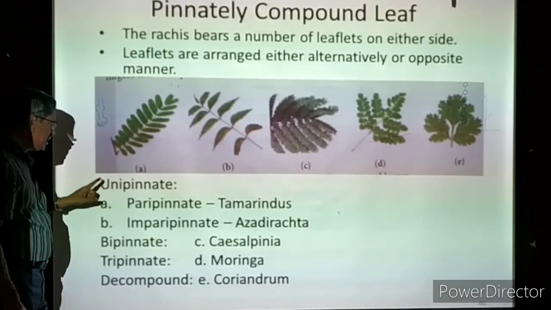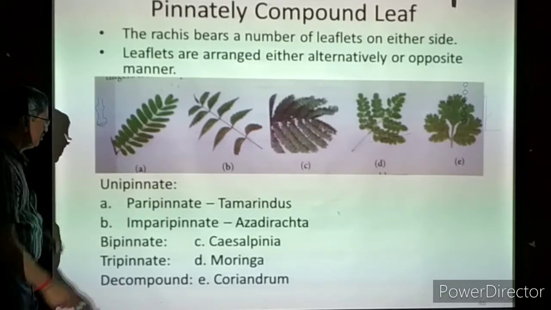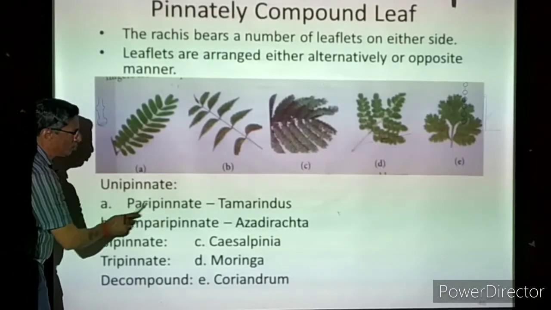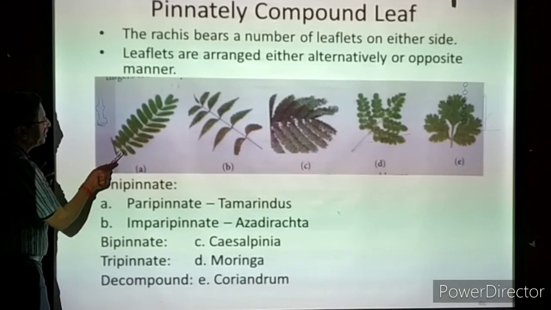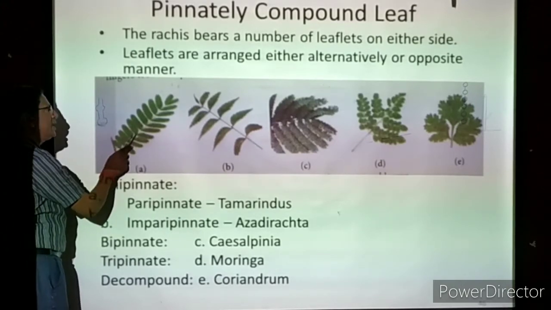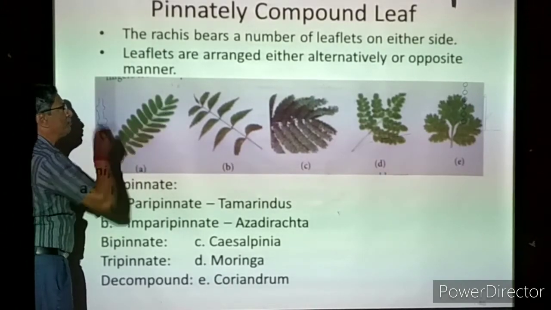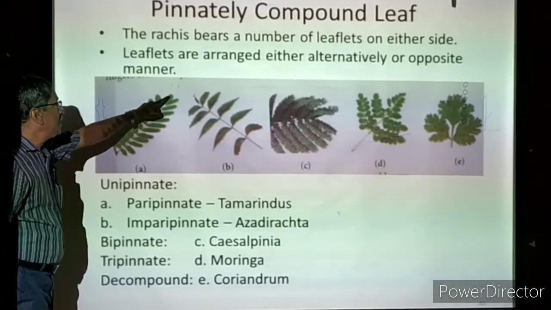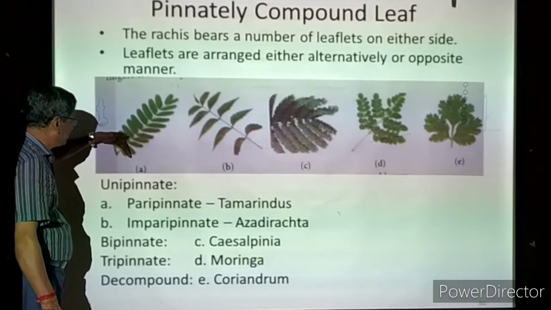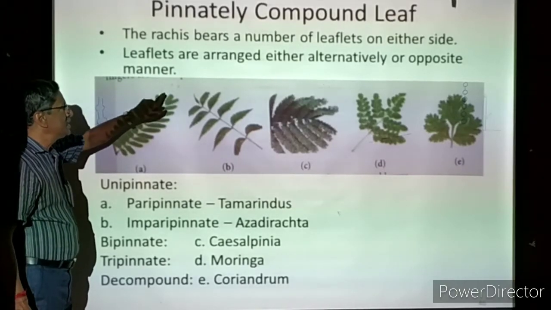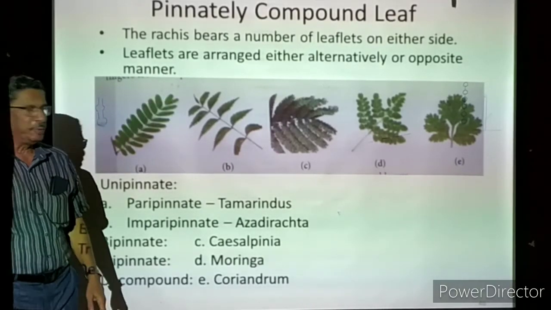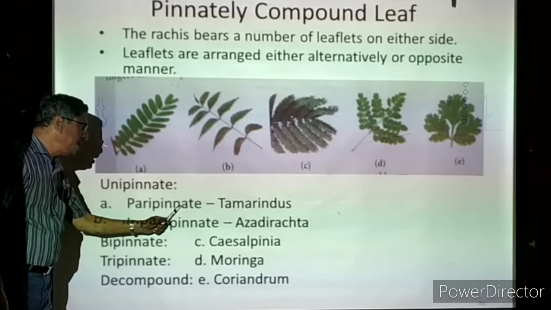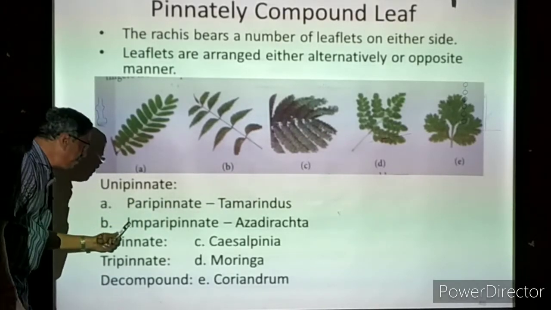Now, in the unipinnate itself, there is the paripinnate. What is the meaning of paripinnate? See that first pair, second pair, third, fourth, like that, any number of pairs can be there. But the tip of the rachis is bearing two leaflets. That is called paripinnate. Don't bother about the rest of the region. At the tip of the rachis, a pair of leaflets will be present. It is called a paripinnate compound leaf.